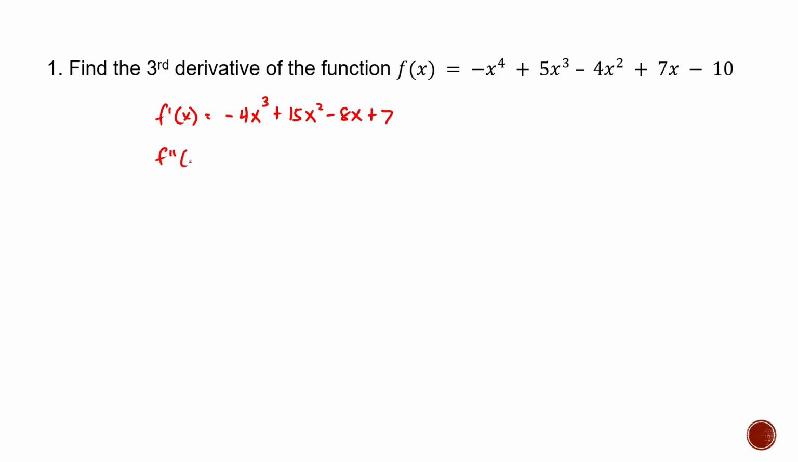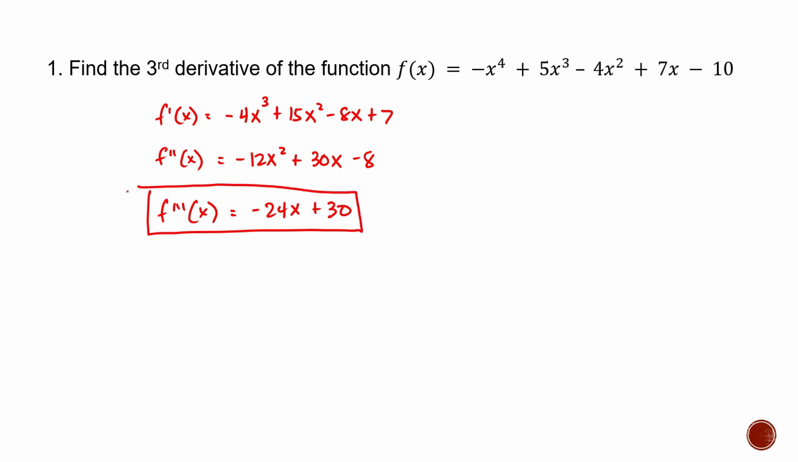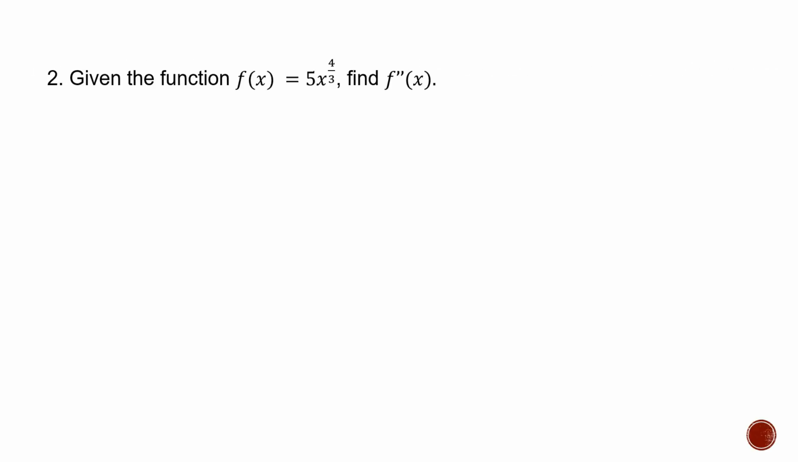Now we need to find the second derivative. That depends on the first, of course. So let's just continue the process. This will be negative 12x squared plus 30x minus 8. And then the third derivative. So this is negative 24x plus 30. There you go. All right, let's go to the next example.